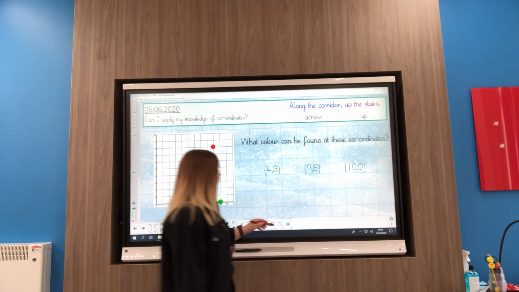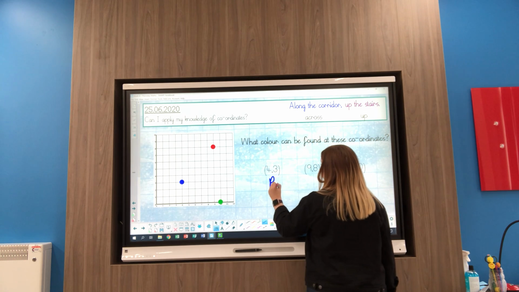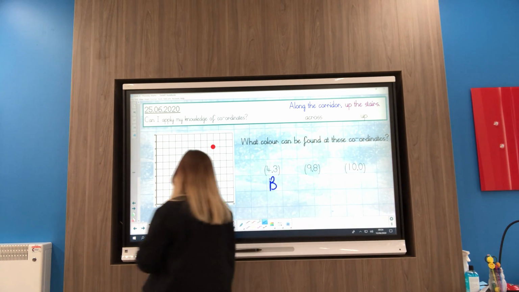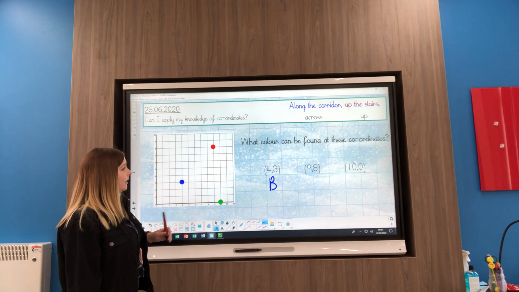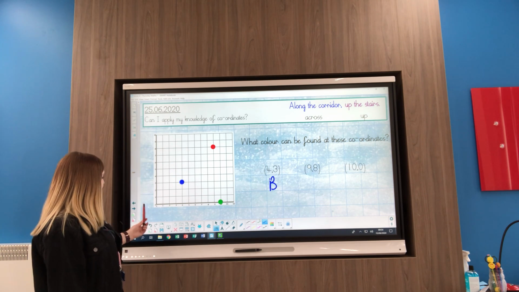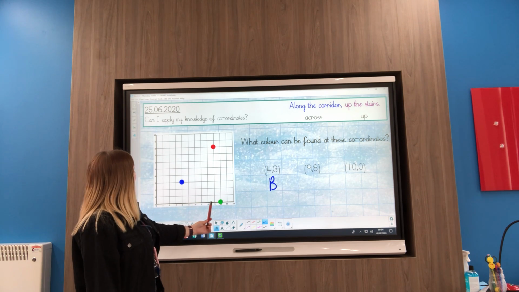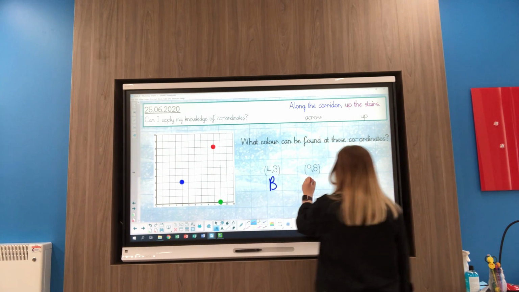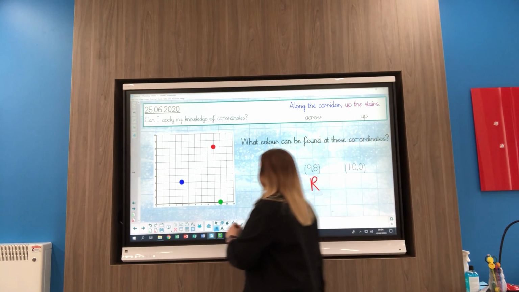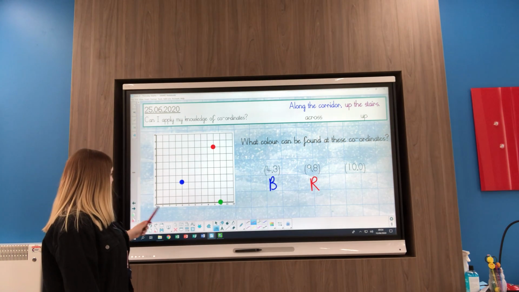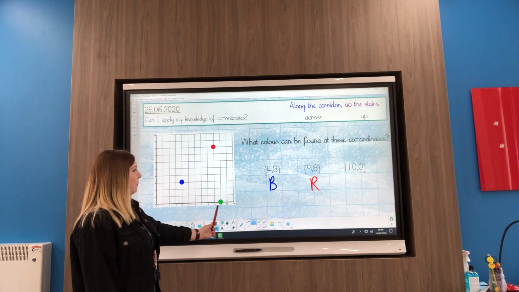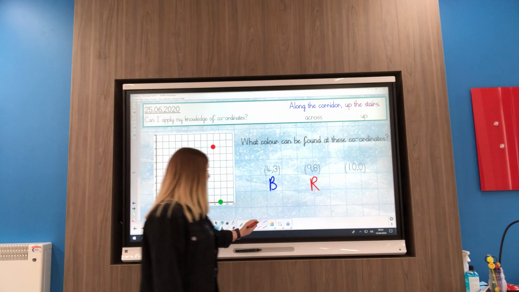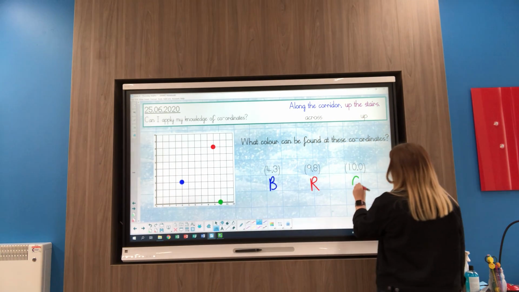So I know that at 4, 3 we've got blue. And you can write blue or you can just write the letter. Then the next one is 9, 8. So again, I'm going to go across to 9 and up to 8. And that time we got to the red dot. So that's that one. And then the final one, we've gone across 10, but we haven't gone up any, and that's my green dot.